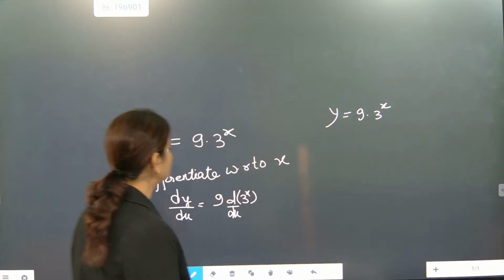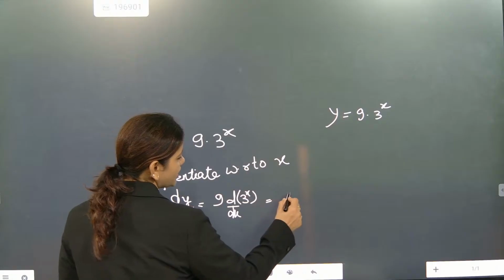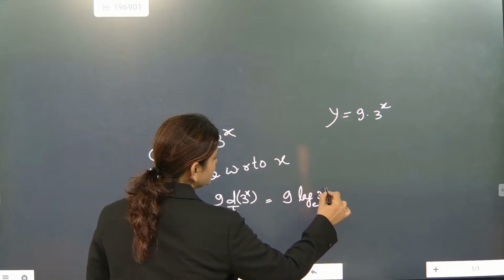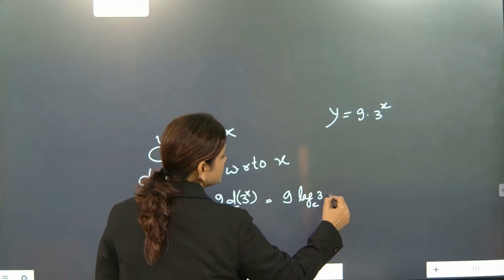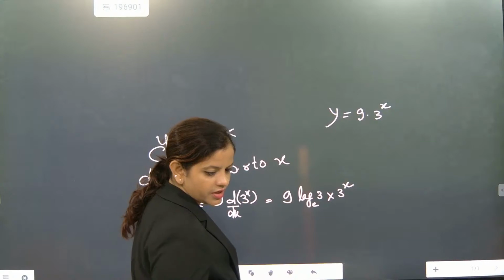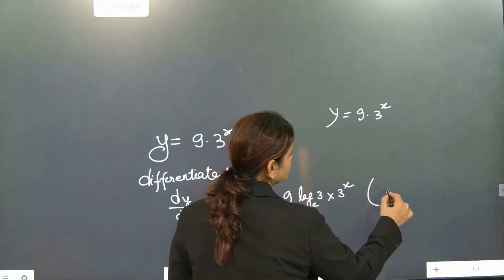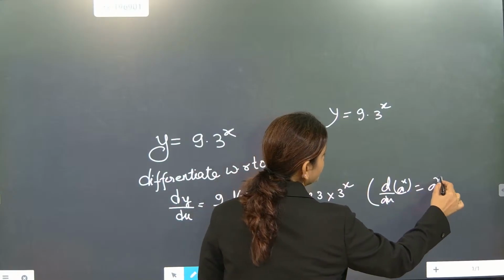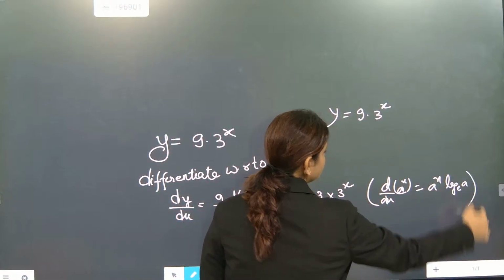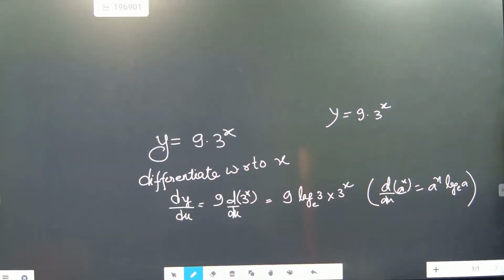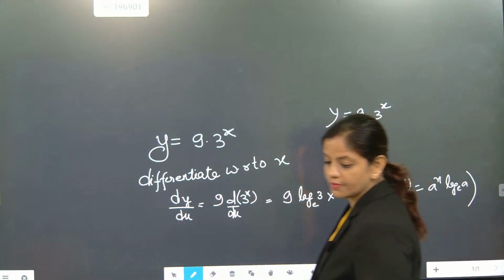Wow, super. So now look at this part. Constant means 9 will be left as it is. The differentiation of this will become log base e of 3 into 3 to the power x. Bingo. This is exactly the correct answer. How? Because we know that the differentiation of a to the power x is a to the power x log a. This is exactly the differentiation, and based on this we have solved the question. Did you get my point?